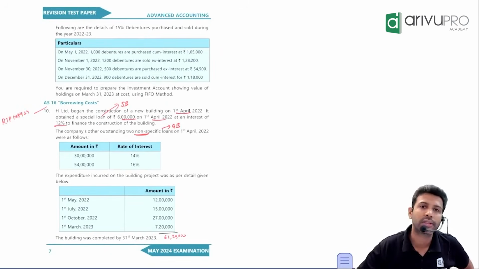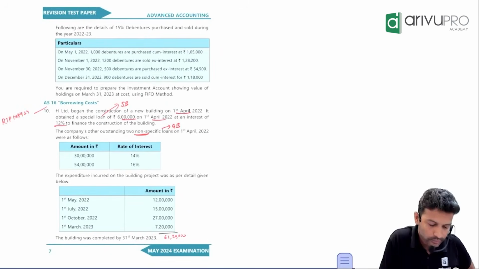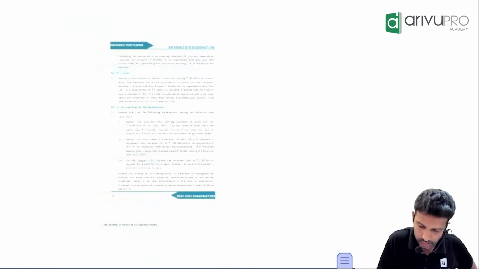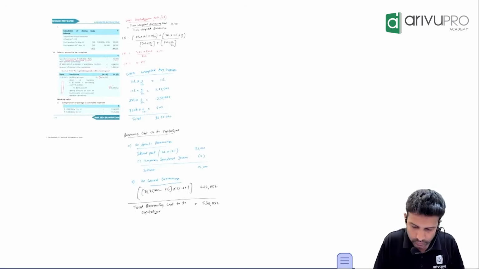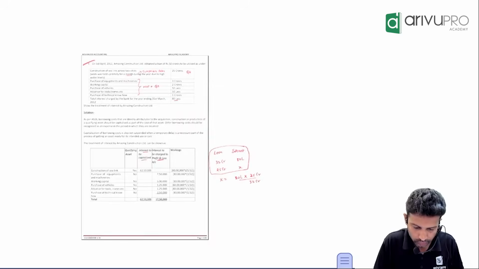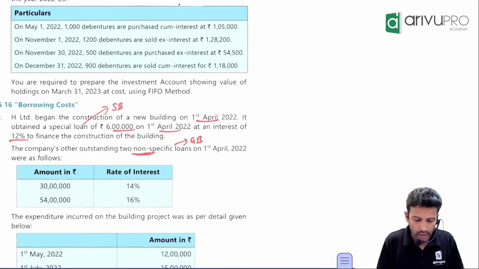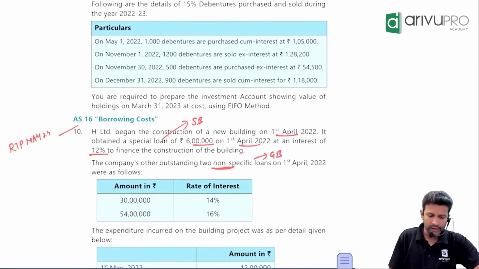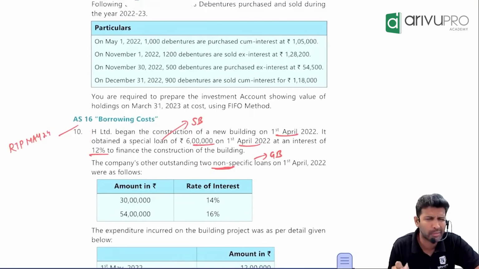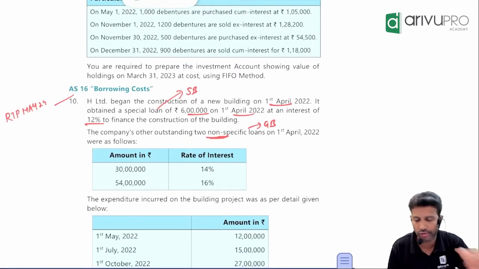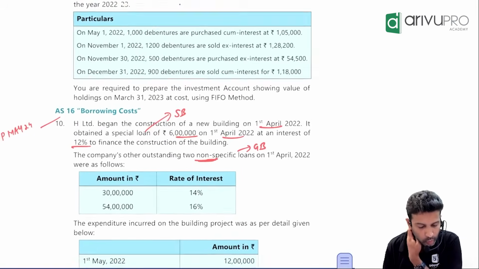Can we get to some questions regarding this? I think this is an RTP question. A similar question is available in our study material also. Okay, let's go over this question.